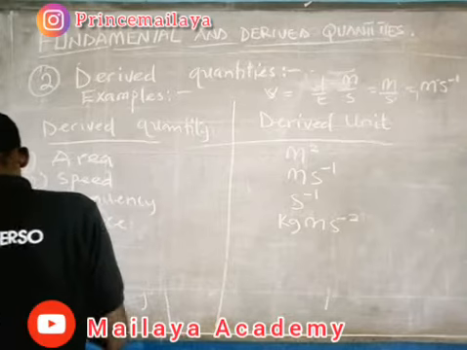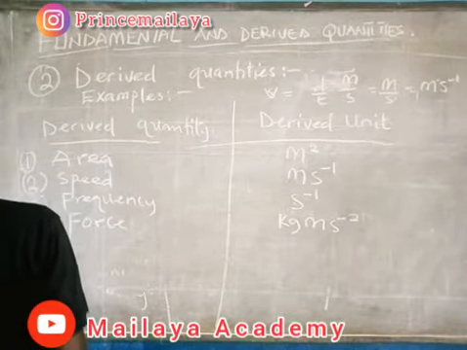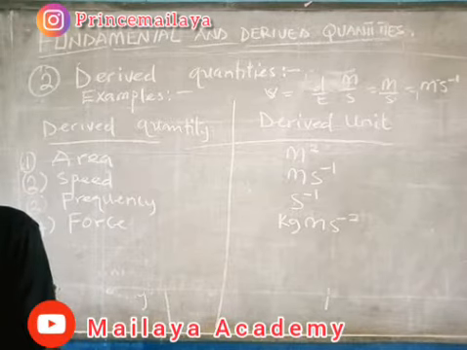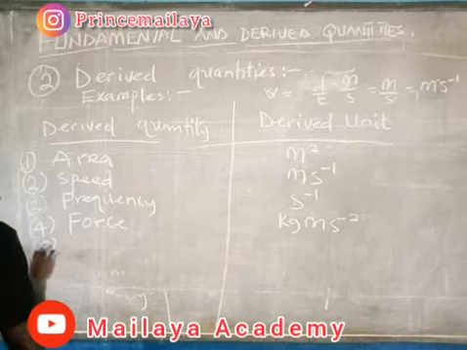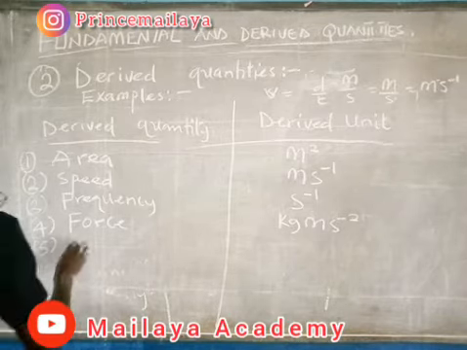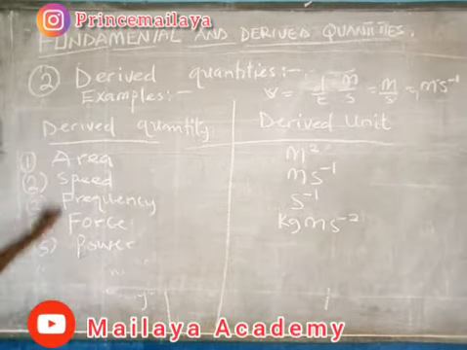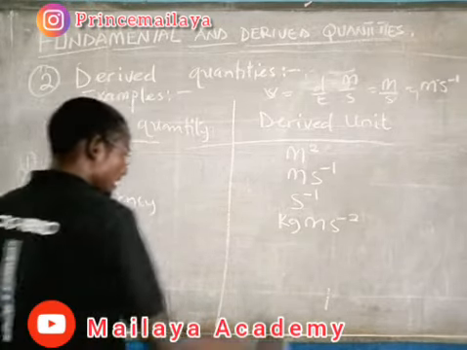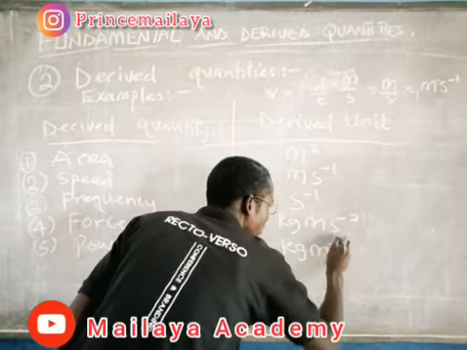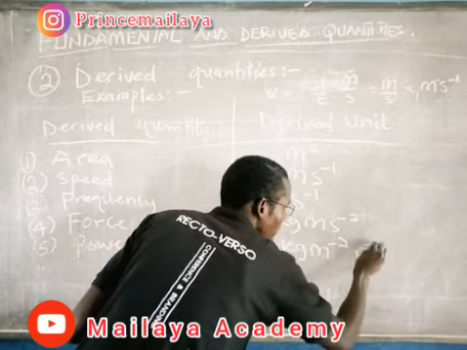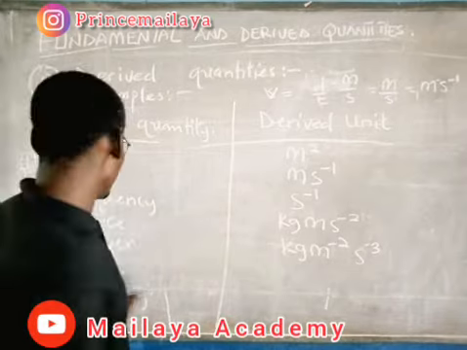The next example is number five, and the last one I am taking today, is power. Power is a derived quantity, and its derived unit is kilogram per meter square per second cube. This is the derived unit of power.